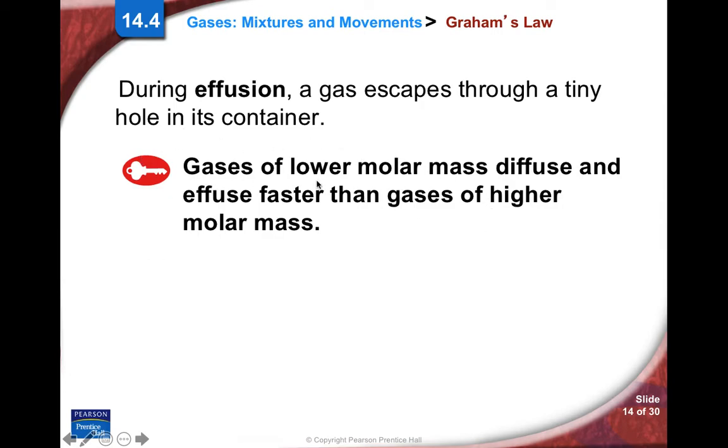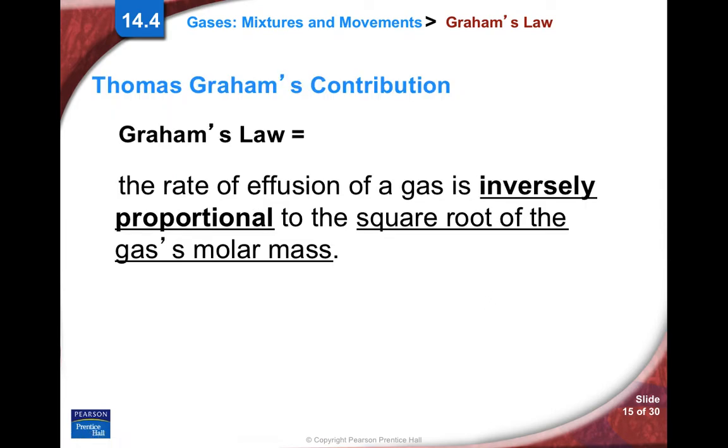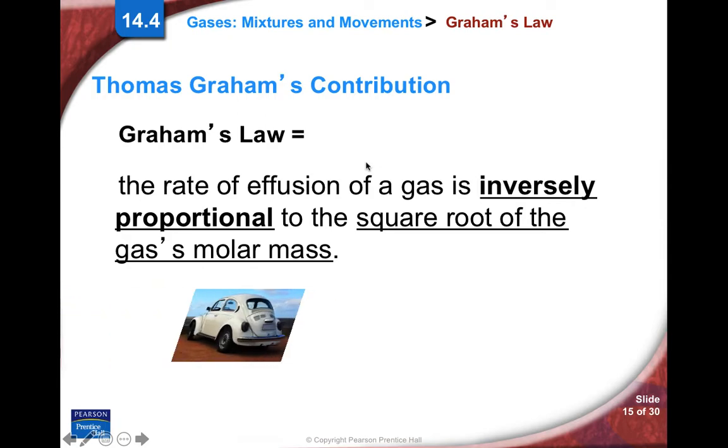And what Graham figured out is gases with lower molar mass are going to diffuse and effuse faster than gases of higher molar mass. And of course, that's assuming that the temperature is constant, that they have the same temperature. So the lower molar mass gas has the same temperature as the higher molar mass gas. That's hard to say. All right, so rate of diffusion is inversely proportional, and here's where it gets weird, to the square root of the gas's molar mass. So the bigger it is, the slower it goes.